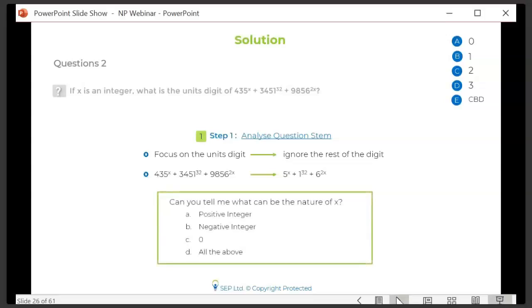Okay. Now tell me, what can be the nature of x here? Here it's just given that x is an integer, right? So what do you think is the nature of x in this case? Anyone else who wants to put in the poll, please do so. What do you think is the nature of x in this case?